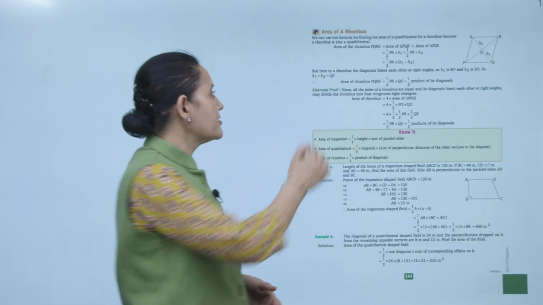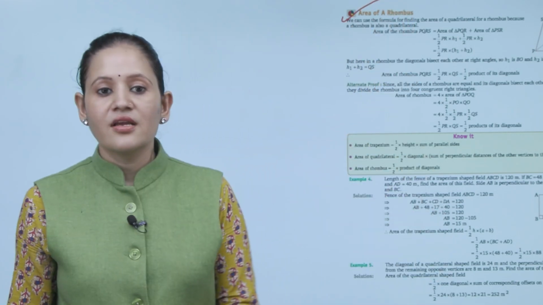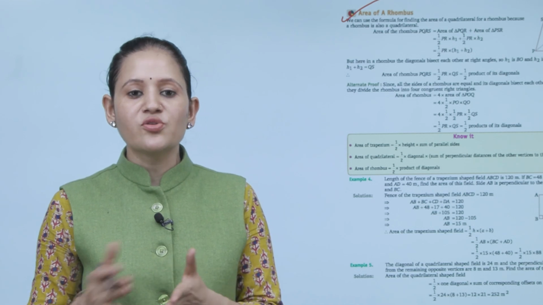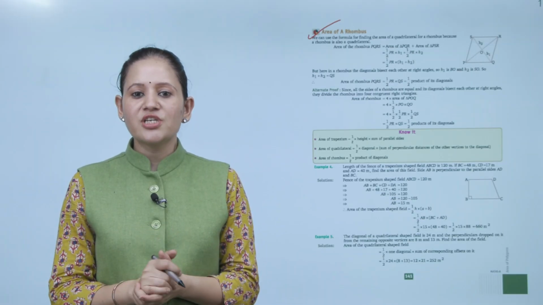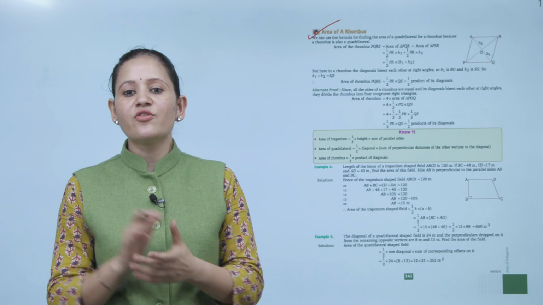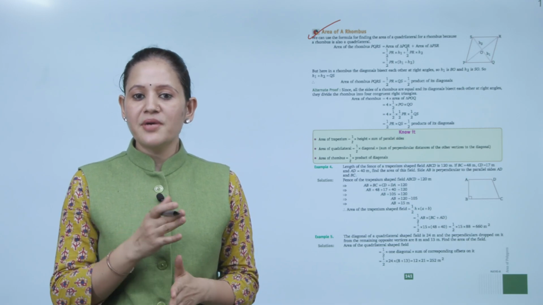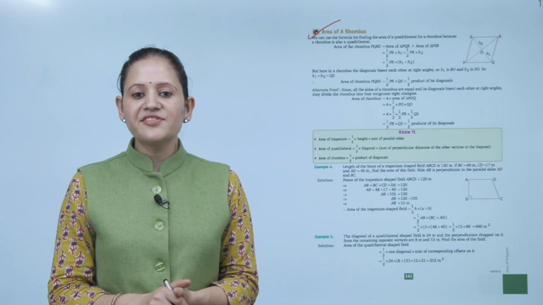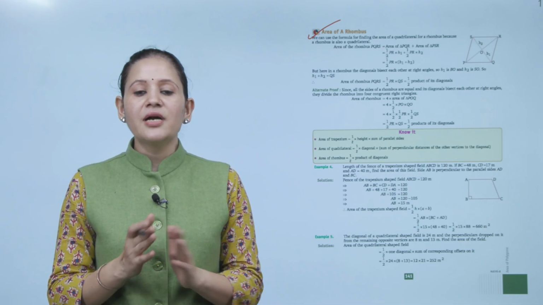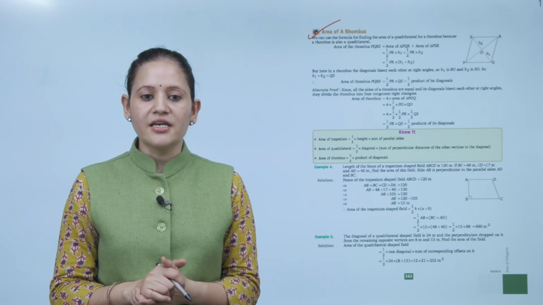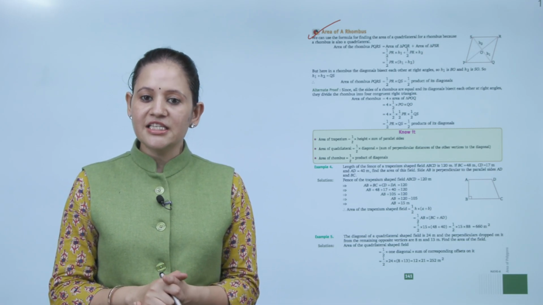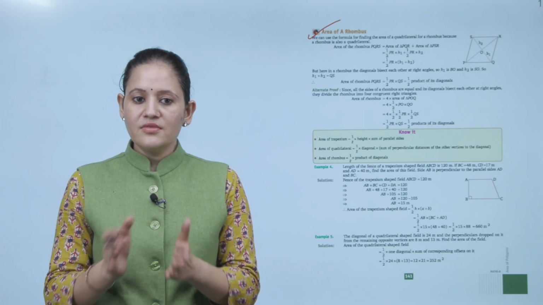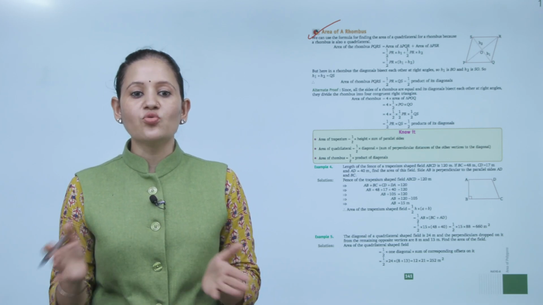Next, area of rhombus. We can use the formula for finding the area of a quadrilateral for the rhombus, because rhombus is also a quadrilateral. So area of rhombus PQRS will be area of triangle PQR plus area of triangle PSR, that is equal to 1/2 PR into H1 plus 1/2 PR into H2, that is equal to 1/2 PR, taking common, multiplied by H1 plus H2. But here in the rhombus, the diagonals bisect each other at right angles, so H1 is QO and H2 is SO. So H1 plus H2 will be QS.